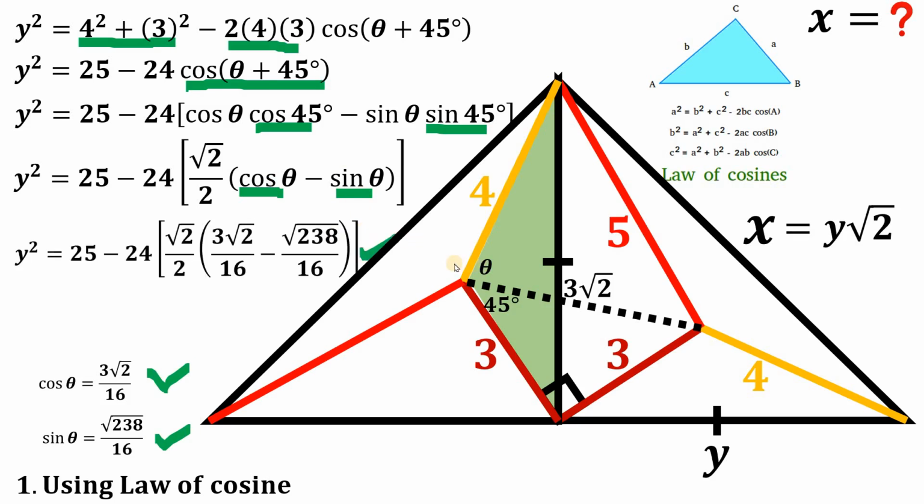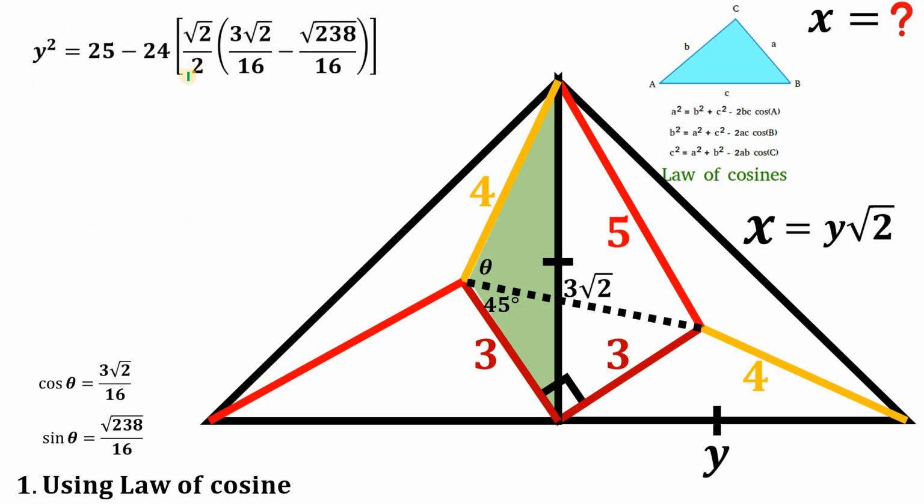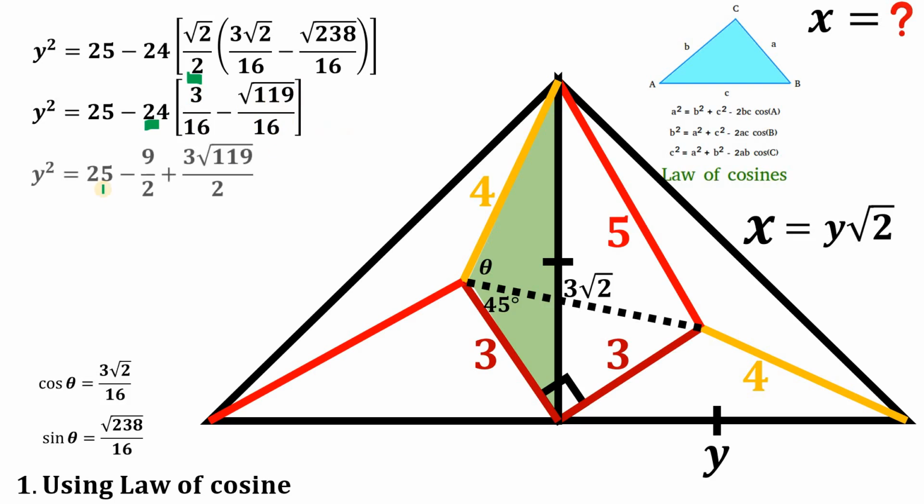Now, let's focus on this result. From here, distribute the square root of 2 over 2 to 3 times square root of 2 over 16 minus square root of 238 over 16. And now, distribute this 24 to 3 over 16 minus square root of 119 over 16. Now, combine like terms. So, y squared equals 41 plus 3 times square root of 119 all over 2.